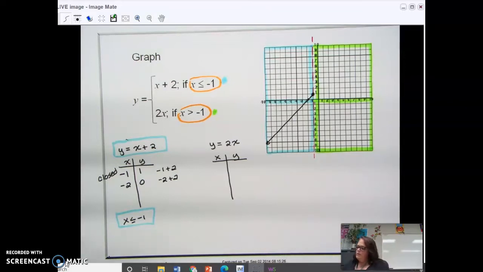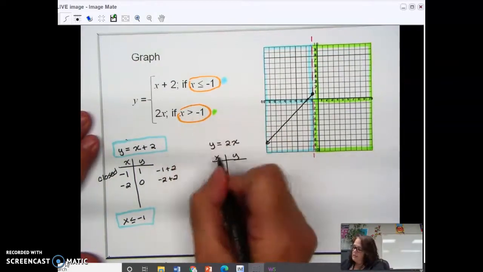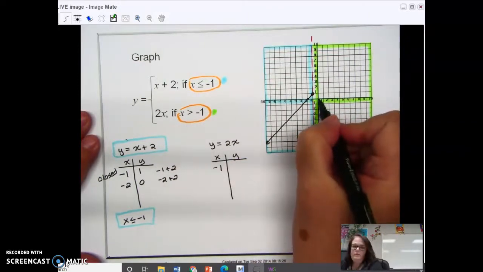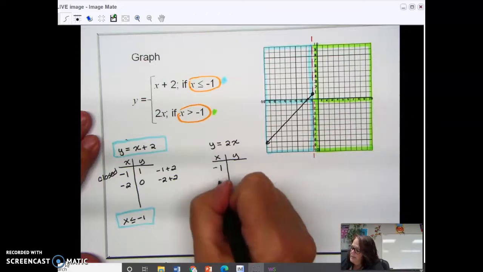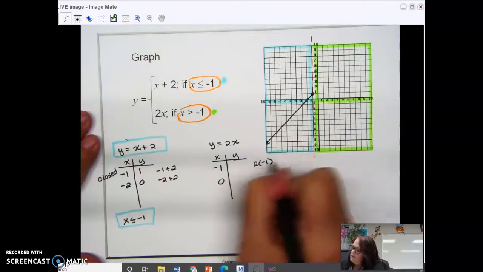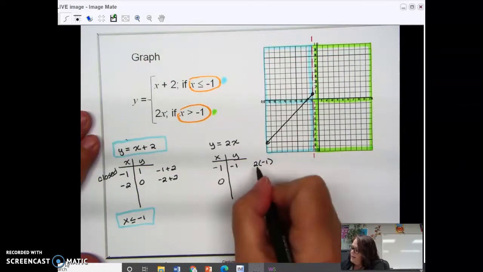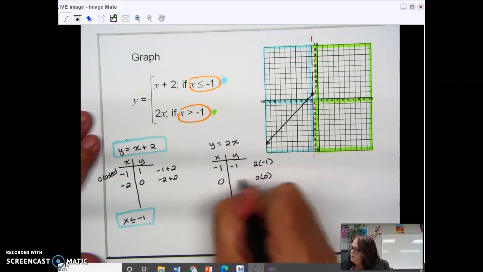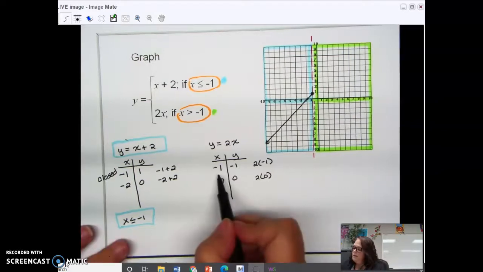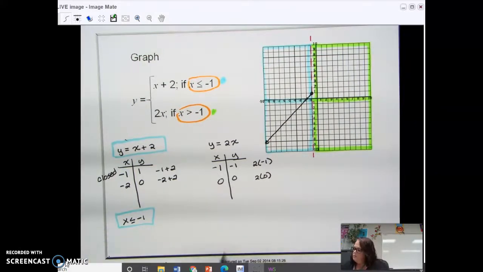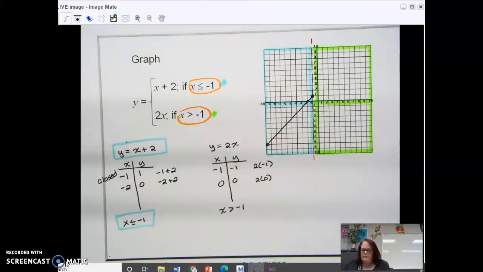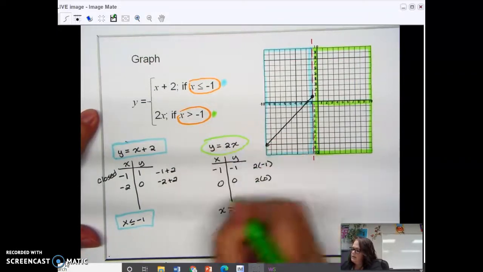Okay. So then when I look at this one, my domain boundary is still -1. And then a value that's bigger than -1 could be 0, could be 4, could be 10. It could be anything, but I'll pick 0 because I always like 0. So then we have 2 times -1 gives me -2. And we have 2 times 0 gives me 0. And then we need to figure out, is that boundary going to be open or closed? So coming up here, and again, this is going to be where x is greater than -1. So this is going to be my green domain.